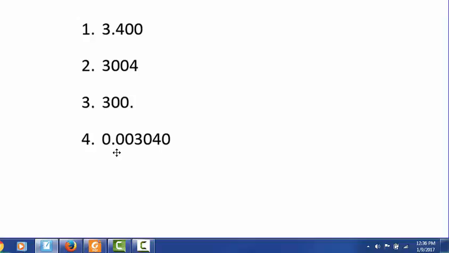Here's one number that has lots of zeros. 0.003040. Leading zeros never count under any circumstance, so these first 3 zeros do not count as significant. This 0 here is sandwiched in between, so it does count. This 0 trailing on the end counts because there is a decimal. So those digits that do count are the 3, this 0, the 4, and that 0, for a total of 4 significant figures in this number.